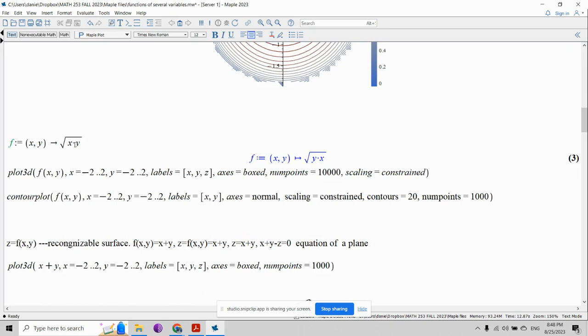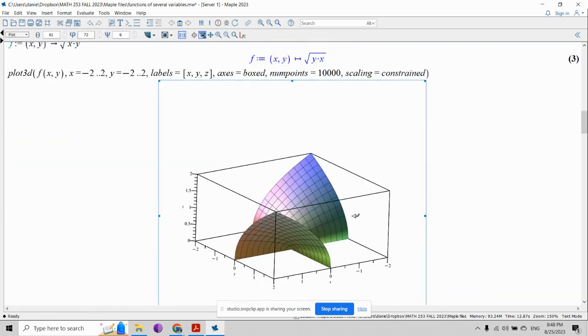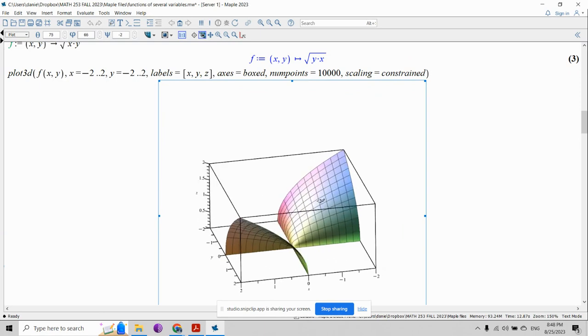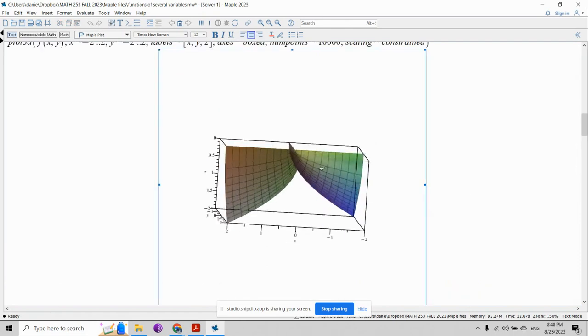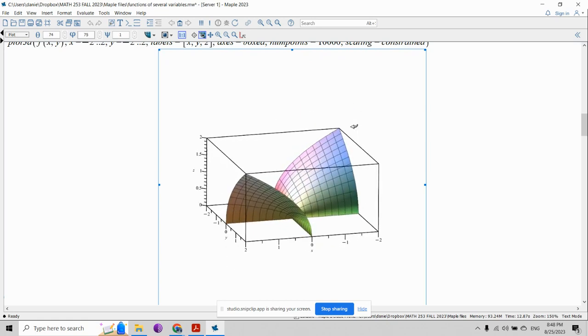This is the example we did in class, in the written part: square root of xy. This is the graph itself in 3D. And remember, the domain in this case was given by the first and the second quadrant, minus 2 to 2. So again, if I rotate it and see it from above, I should see the first and the second quadrant between minus 2 and 2 as the domain of the function. And this is the actual graph.